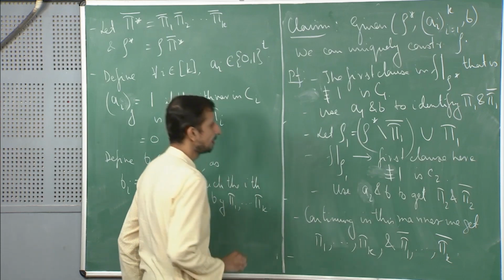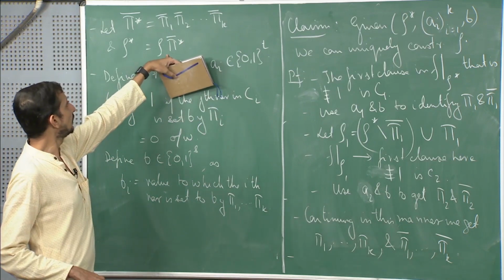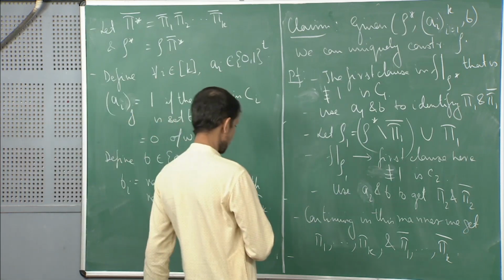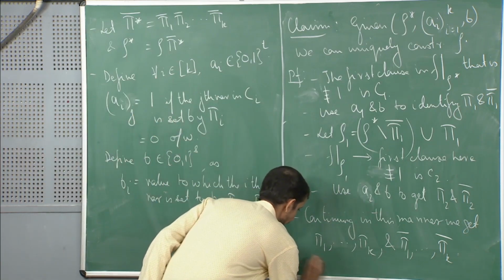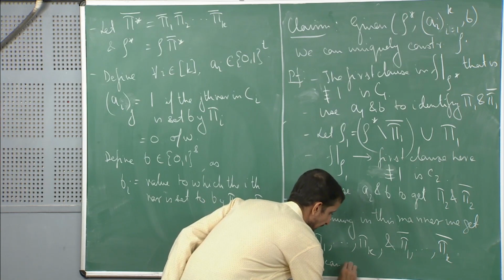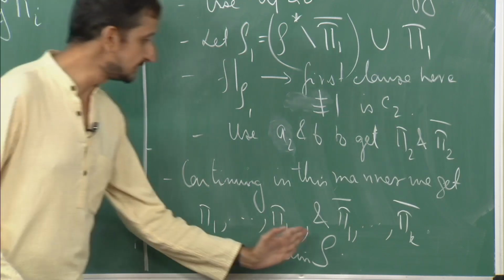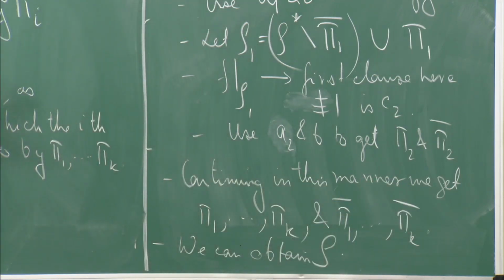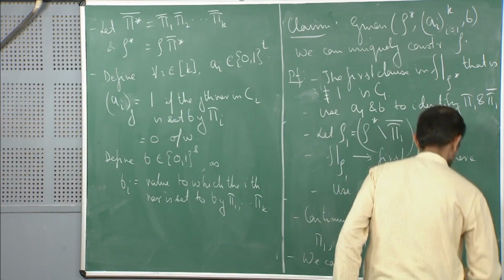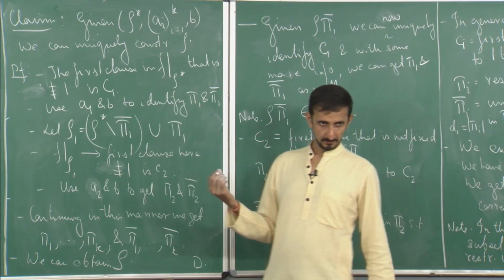So now I have all this. How do I get rho? I know rho star. So therefore, we can obtain rho. Just remove these restrictions, pi 1 bar up to pi k bar, from rho star. That's all. So this completes the proof of this claim. Now we have established that it's a one-to-one function. What is left to prove?